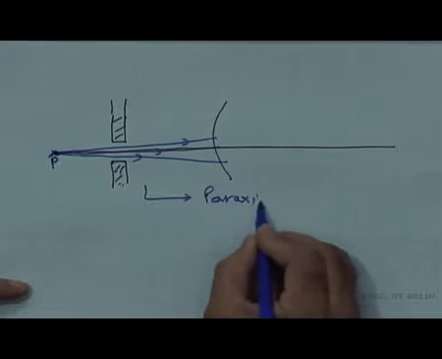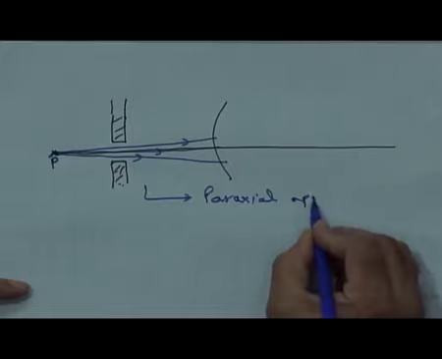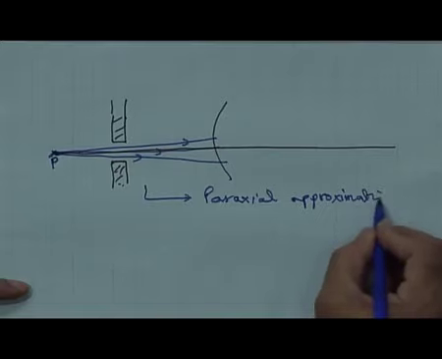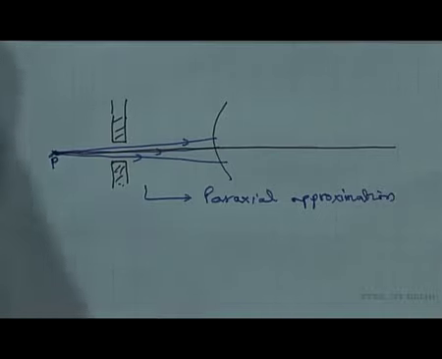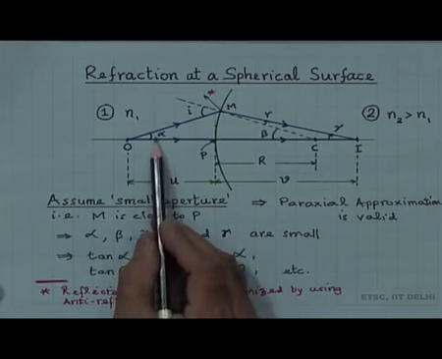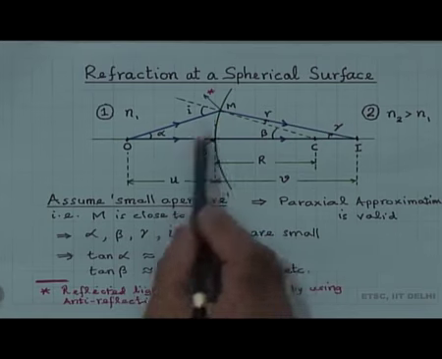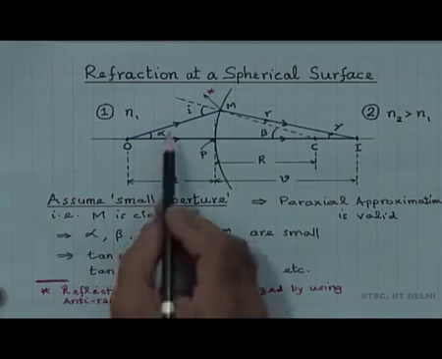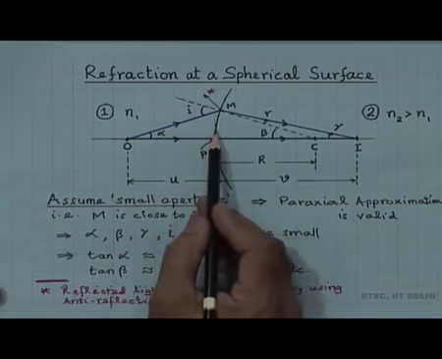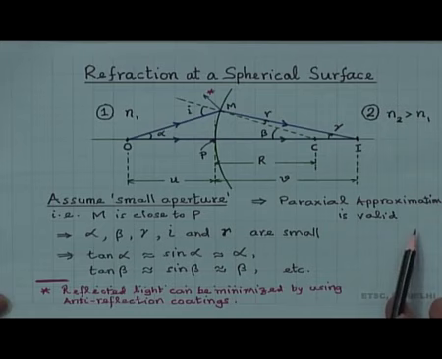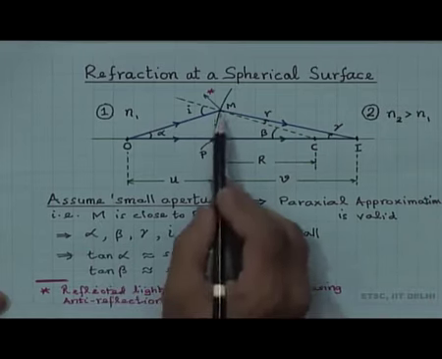This is what we had discussed: for rays close to the axis, the paraxial approximation is valid. Let me go back to the slide. That means the angle alpha here is very small; actually this M is very close to P, but only for clarity I have shown it a little away, so that the angles are clearly visible. But the angle alpha is very small because the point M is very close, since we are assuming a small aperture. Therefore, the paraxial approximation is valid, which means point M is close to P.